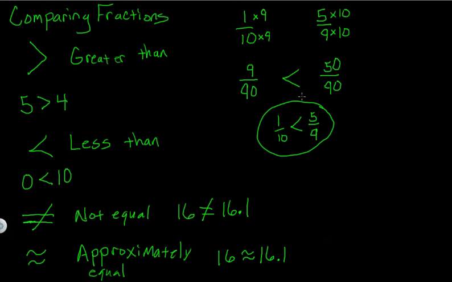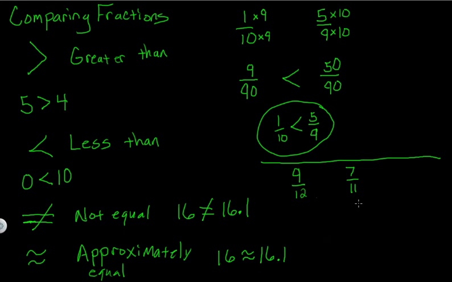So let's look at another one. Let's say we want to compare 9/12 to 7/11. So which one is larger? Which one is smaller? 9/12 or 7/11? Well, we can find common denominators between 12 and 11, rather, we can find the common denominator by finding the least common multiple between 12 and 11.